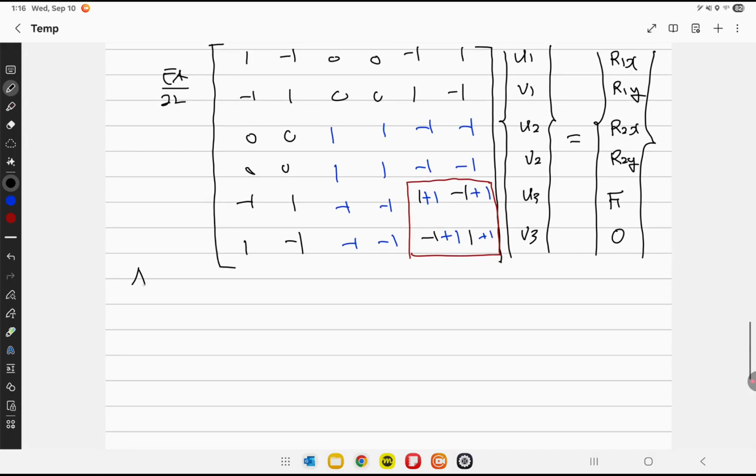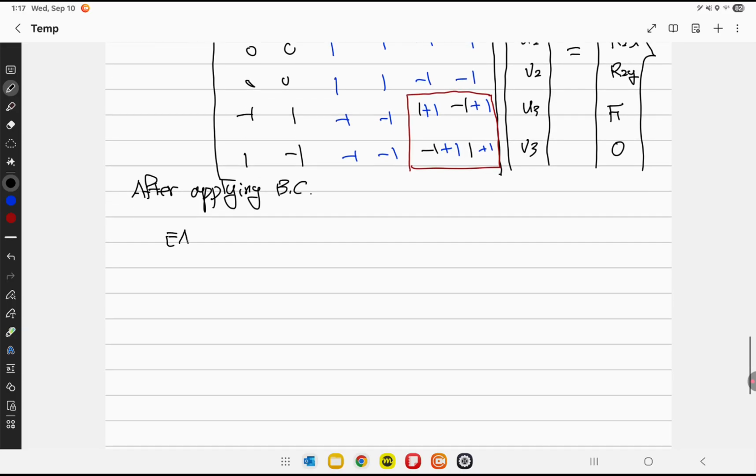So after applying the boundary condition, you have EA over 2L. When you focus too much on the matrix, you forget about the coefficients in front of the matrix, and your solution turns out to be completely wrong. And I hope you don't make that mistake in the exam. All right? But trust me, it's not just 10%. I would say about 30% of you may make a similar mistake at some point, either in homework or in the exam. 2, 0, 0, 2 equals, U3, V3 equals F and 0.